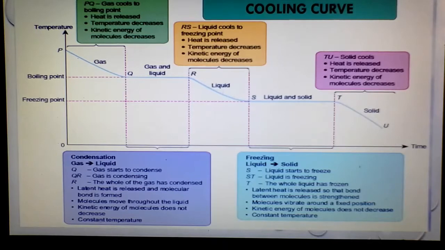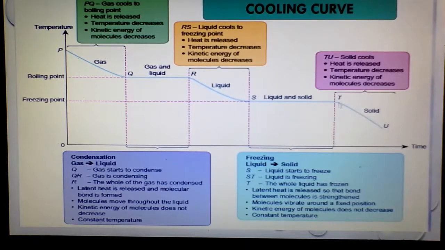Okay, so ST is the freezing point, meaning liquid starts to freeze to become solid. So ST here, liquid is freezing, latent heat is released so that the bond between molecules is strengthened. Molecules vibrate around a fixed position. Kinetic energy of molecules does not increase, so constant temperature. So the amount of heat released here, we call it latent heat of fusion.